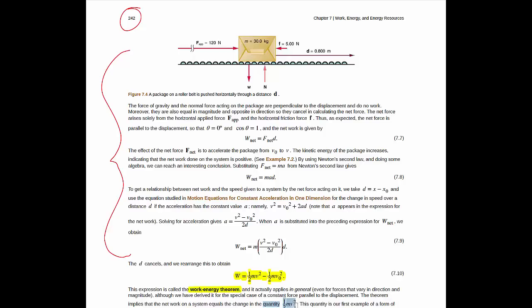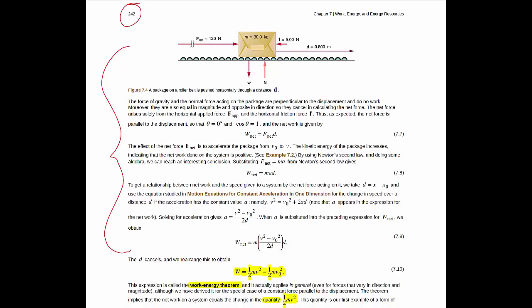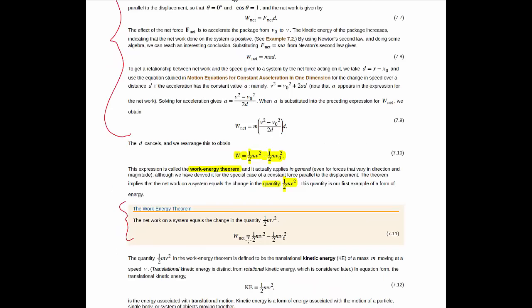This quantity, 1/2 mv squared, is our kinetic energy. The result is that the work energy theorem connects the net work to the change in this kinetic energy. Now, they use KE. I will just use K for kinetic energy, because to me, KE looks like K times E, and I don't like that. So I'm just going to use K for kinetic energy. So we'll use K is 1/2 mv squared.